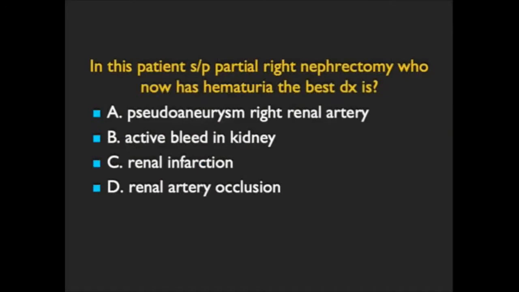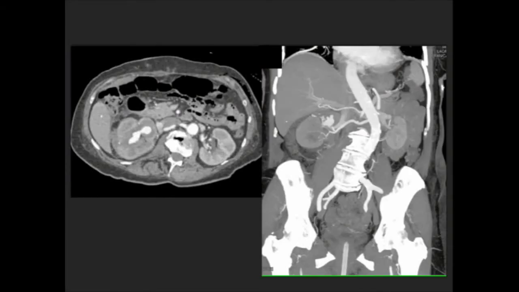This patient had a partial right nephrectomy and now has hematuria. What's going on? When you look at the arterial phase imaging on the axial and the 3D, you see what appears to be a very bright vascular structure in the kidney around the cystic zone where the patient had their partial nephrectomy. You see it on the coronal view. You see it connecting the renal vein and renal artery.